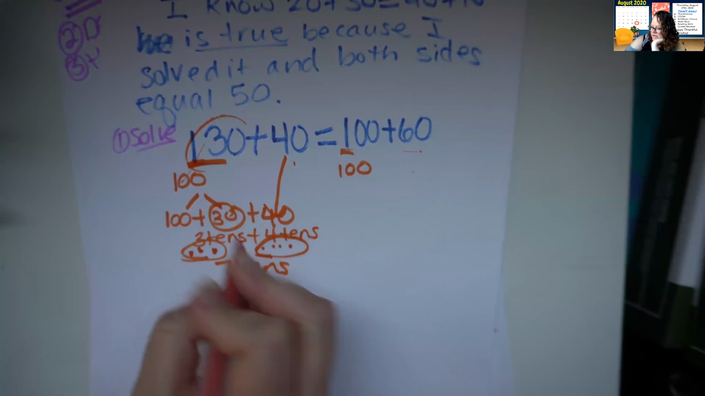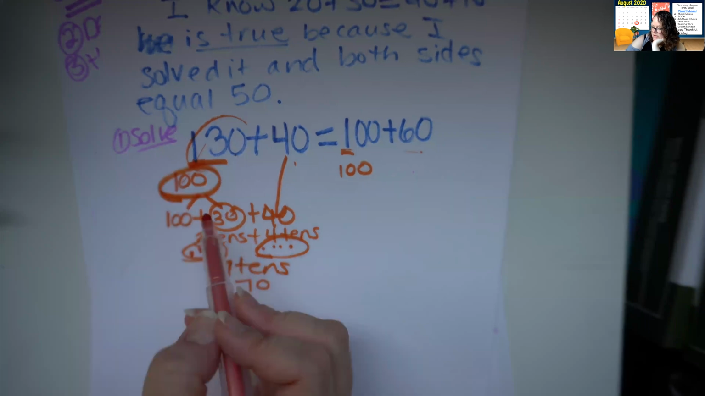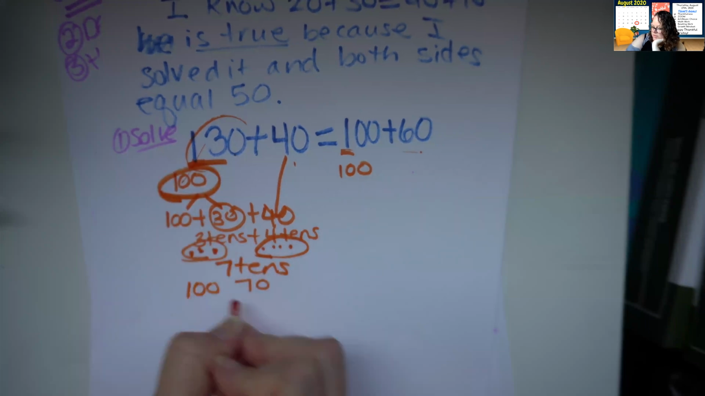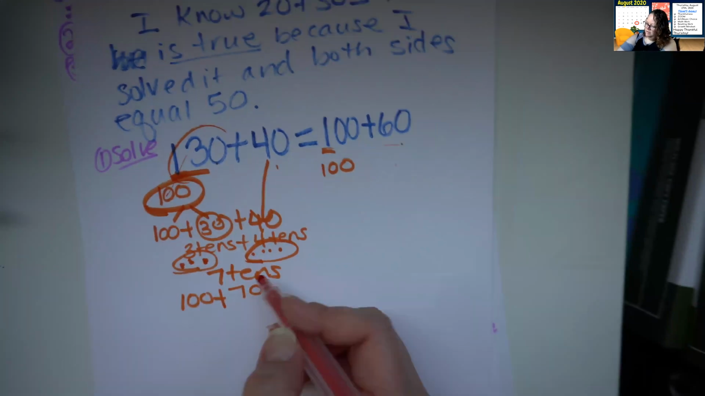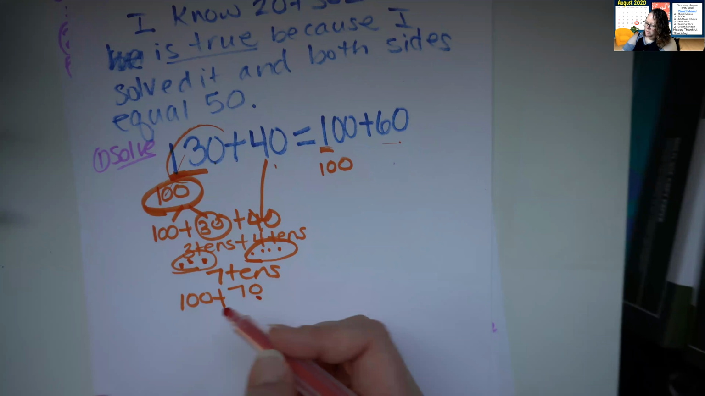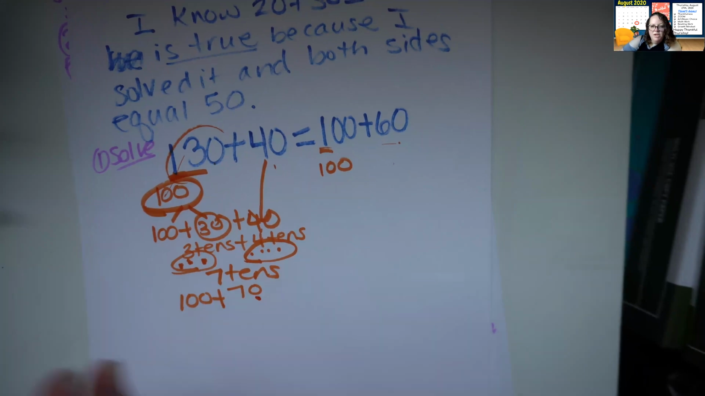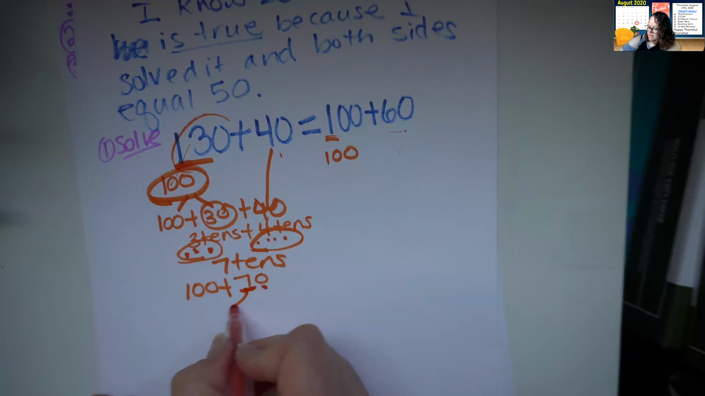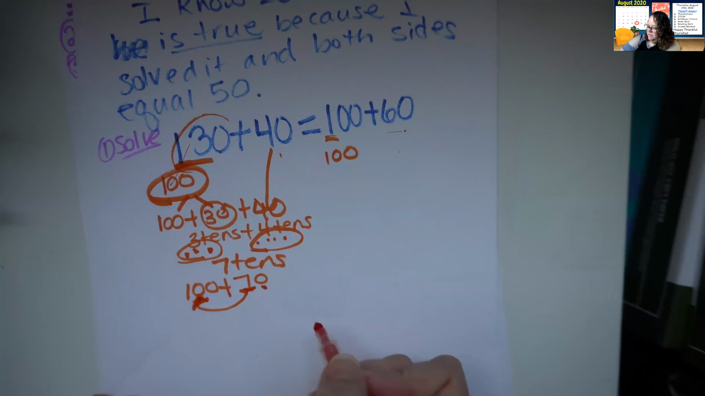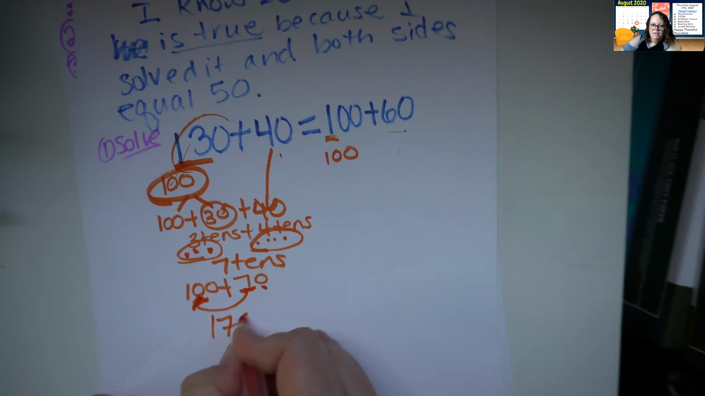And then I had this 100 over here. I can't forget that 100, right? So 100 plus 70, which is so cool because if you look, there's numbers when I can just put them together. I can smush them together, right? Because this 7 would go in this tens place over here. So this just becomes 170.